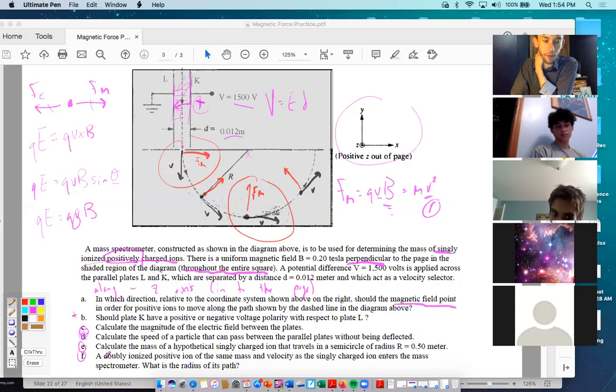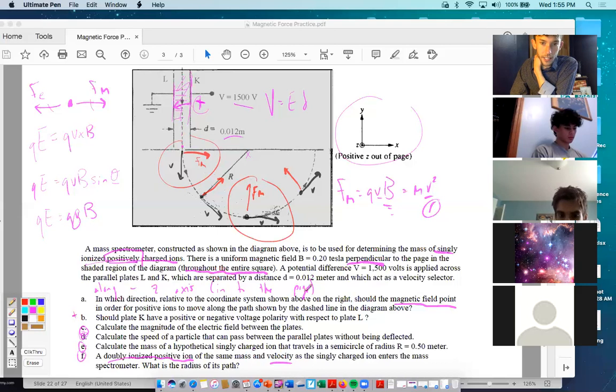Okay, I'm going through these kind of quick, but I can trust you guys to do the algebra. Part F, a doubly ionized positive ion. What does that mean? A positive two charge. It has a charge of 2 protons, right? 2 positive, of the same mass and velocity as the singly charged ion enters the mass spectrometer. What's the new radius of its path?